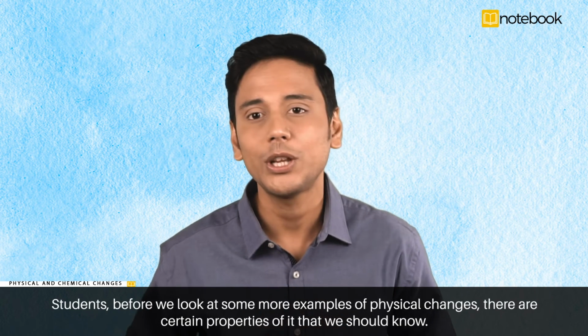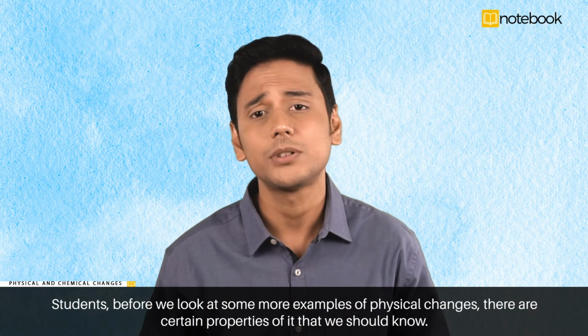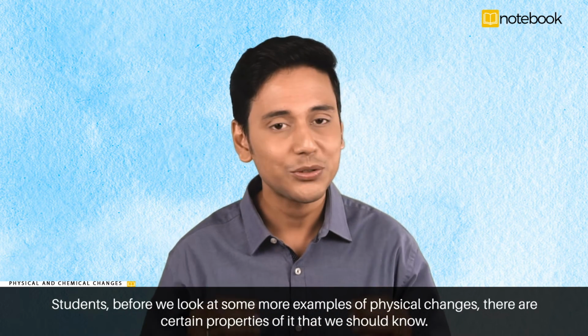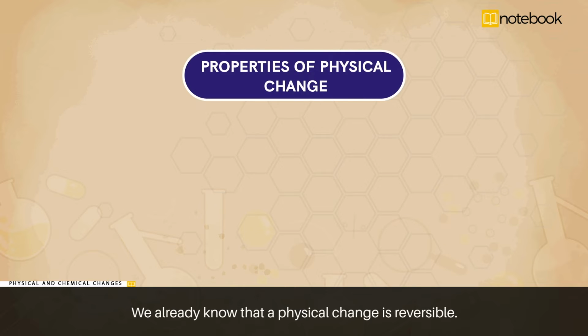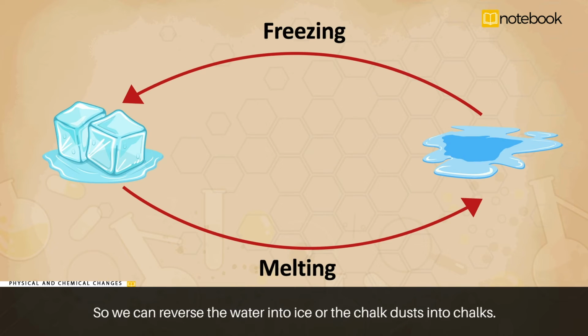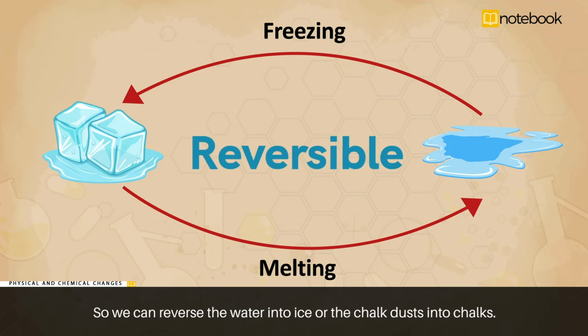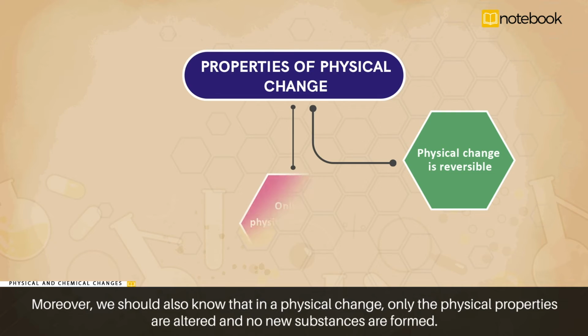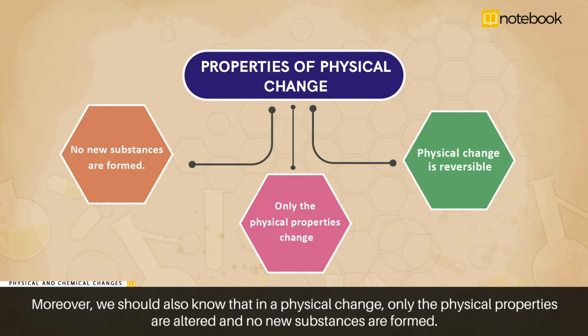Students, before we look at some more examples of physical changes, there are certain properties of it that we should know. We already know that a physical change is reversible, so we can reverse the water into ice or the chalk dust into chalk. Moreover, we should also know that in a physical change, only the physical properties are altered and no new substances are formed.